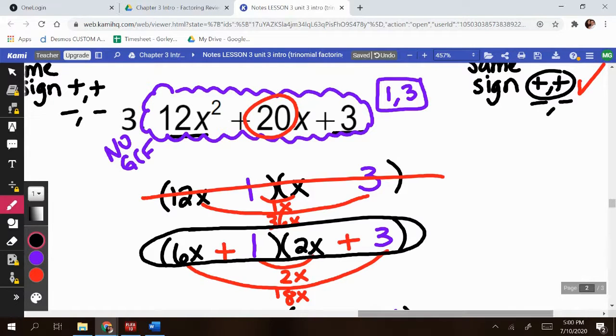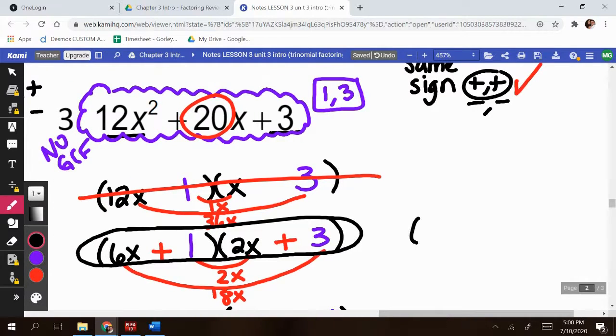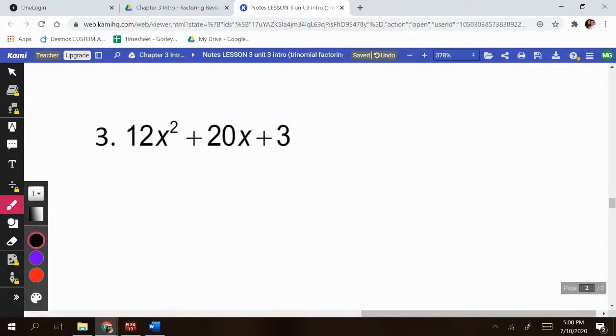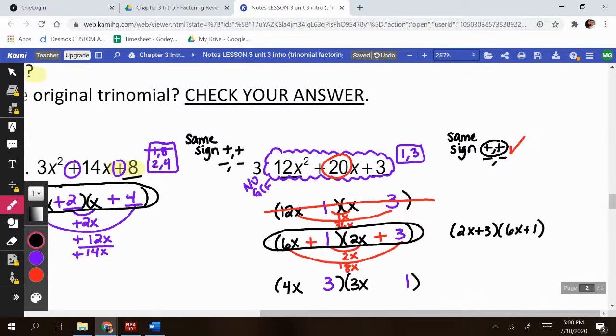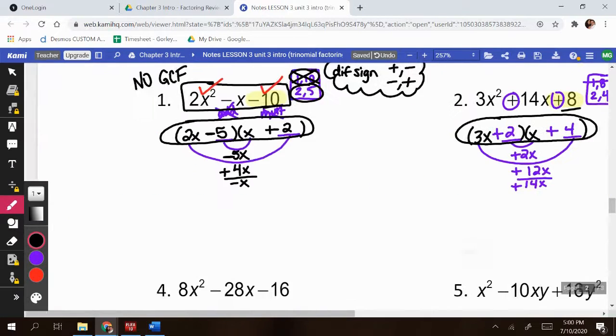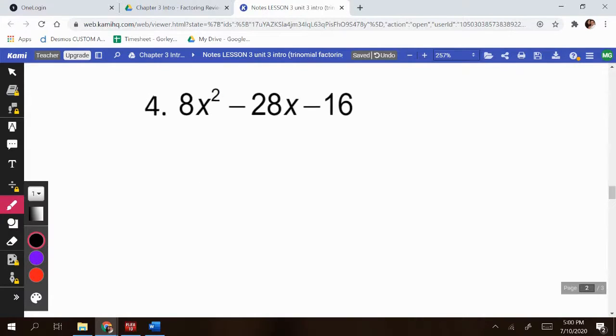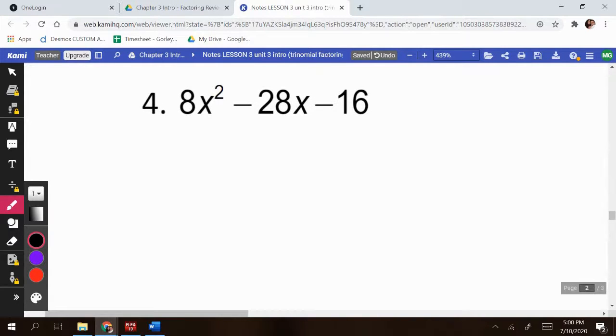All right, good deal. Remember, you could also write this as 2x plus 3 and 6x plus 1 if you'd prefer that. Yeah, guess and check can be a little bit daunting, but don't be afraid to make mistakes and change up your answer.